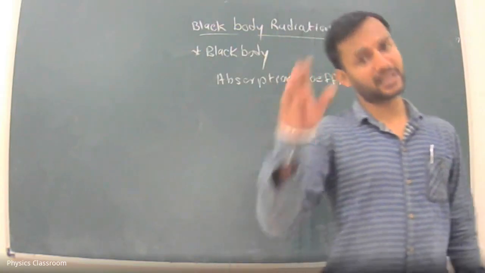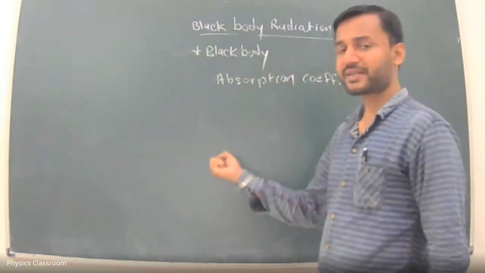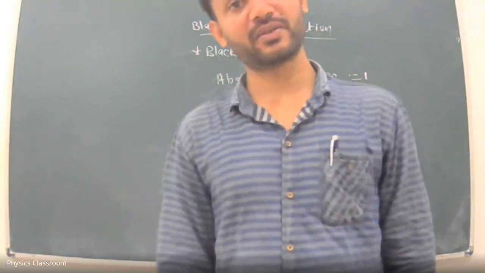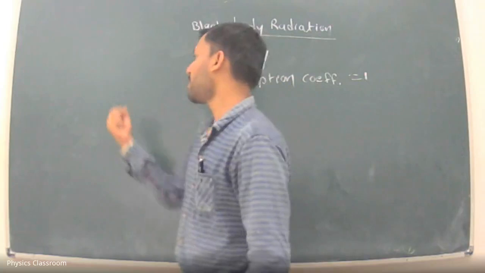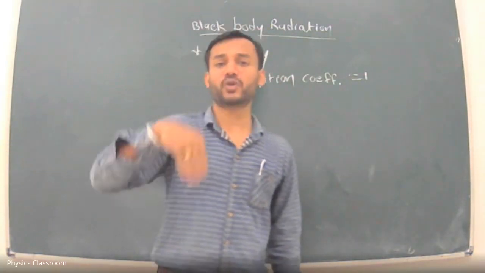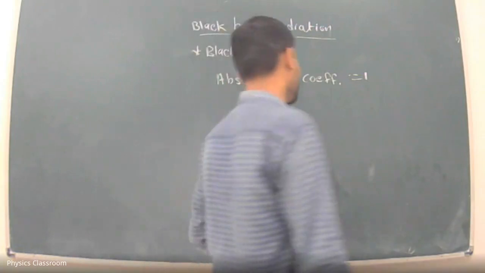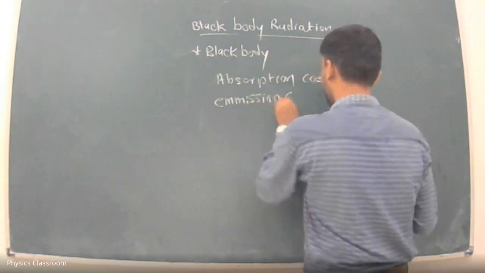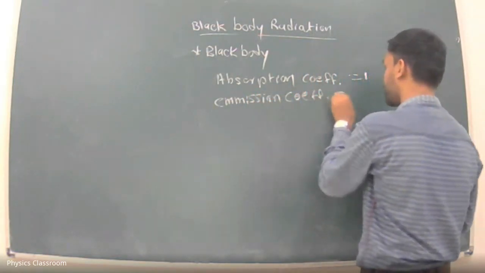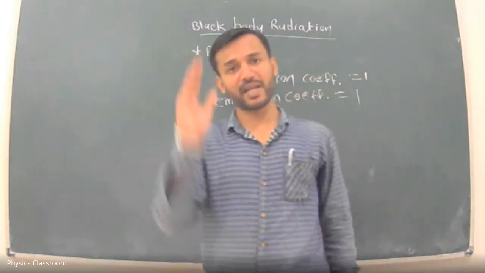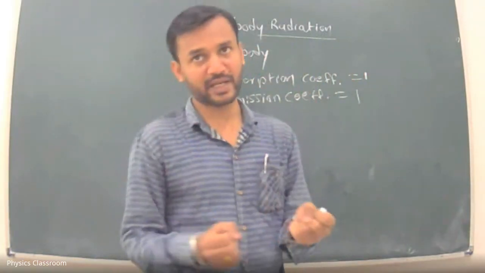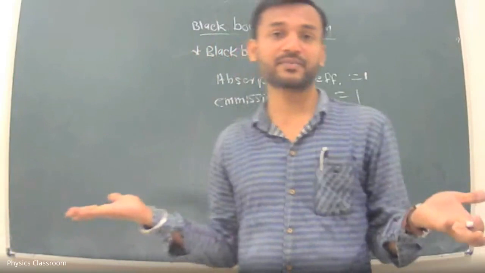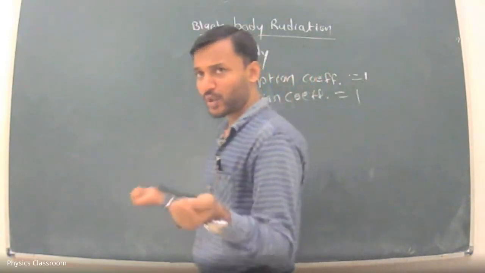Also, along with absorption of all types of rays, there is emission of all types of rays. If the black body absorbs all 100 rays, it also emits all 100 rays, meaning its emission coefficient is equal to 1. So the black body absorbs all types of radiation falling on it and emits all types of radiation.